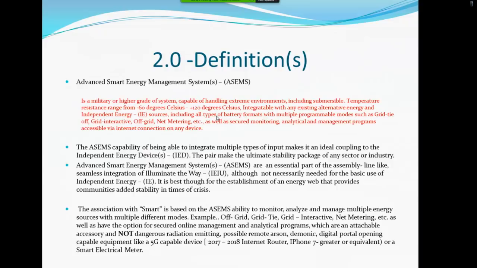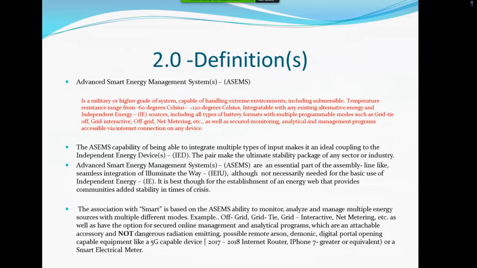So in this definition, it says as well as analytical management programs. So the ASIM that I'm talking about, yes, it can do that, but it's an accessory. The advanced energy management system has to be able to have analytical management programs, like online, like this definition right here. It has to have that, but it's optional. It's just capable of it, is what it's saying. It has to be capable of these things. So I've got to get over it.